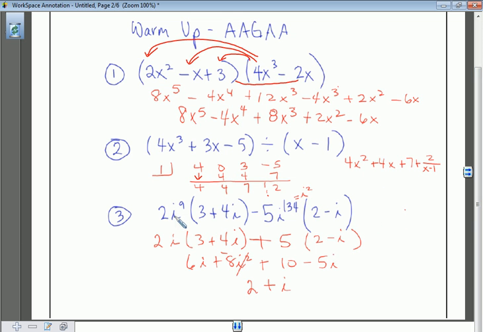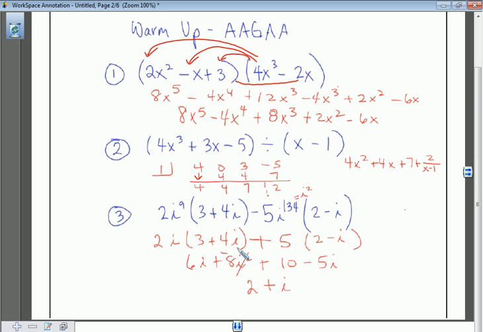Okay, on this one, i to the 9th reduces to just i. It's the same as i to the 1st. i to the 134th is the same as i squared, and i squared is -1. So -1 times -5 made this a positive 5.